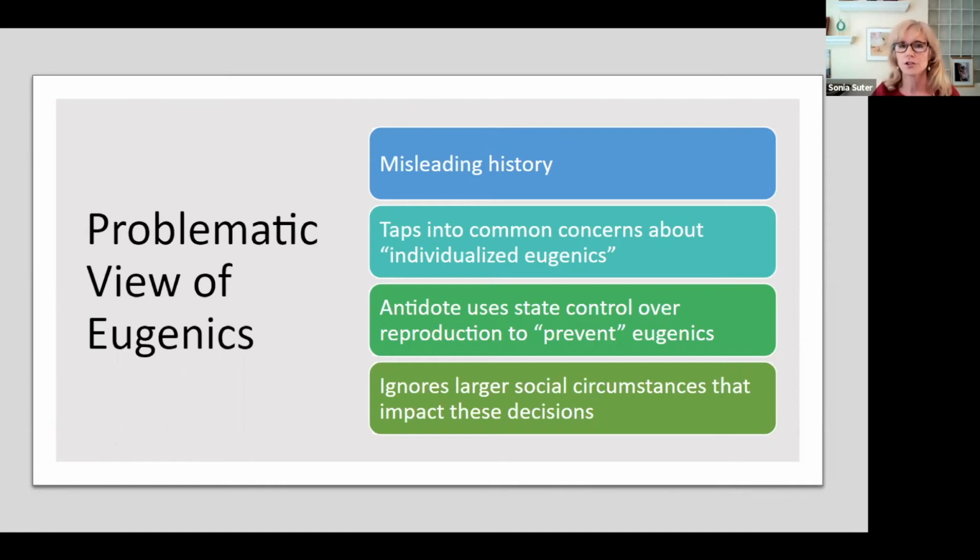The real issue with the way that eugenics is being promoted to enact these laws is the antidote to concerns about eugenics. There is enormous irony in imposing this kind of state control over reproductive choices to prevent eugenics. And even more, it's problematic in ignoring the larger social and personal circumstances that impact a parent's ability to care for any child, let alone a child with a disability.